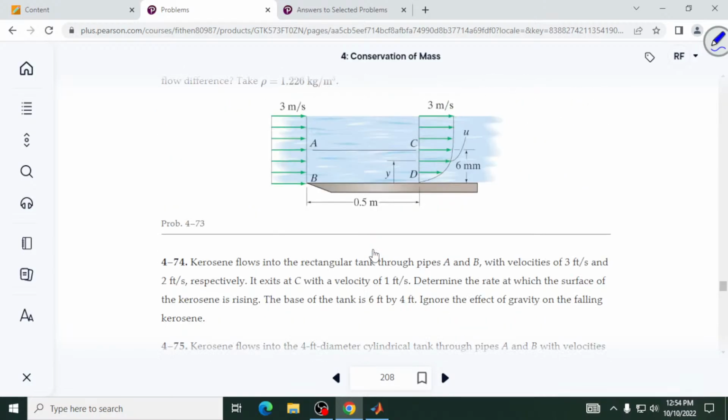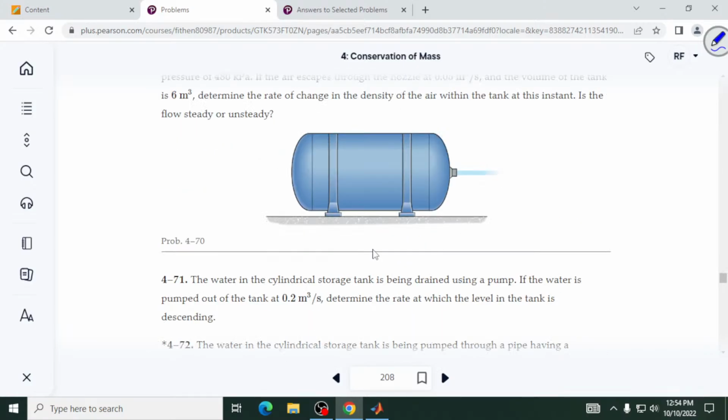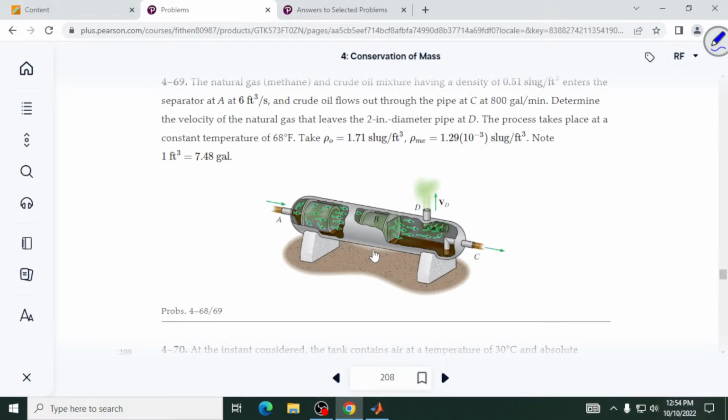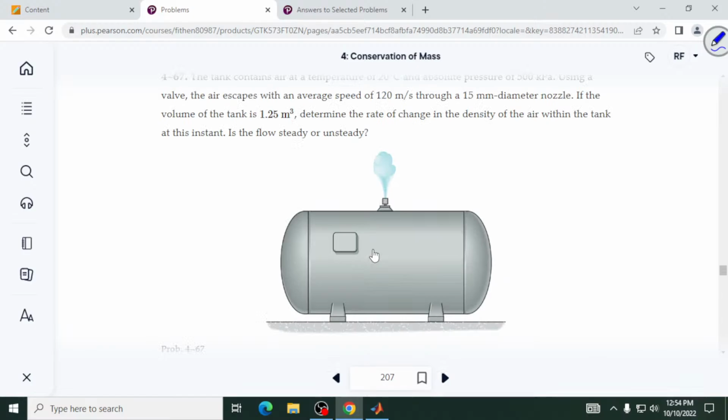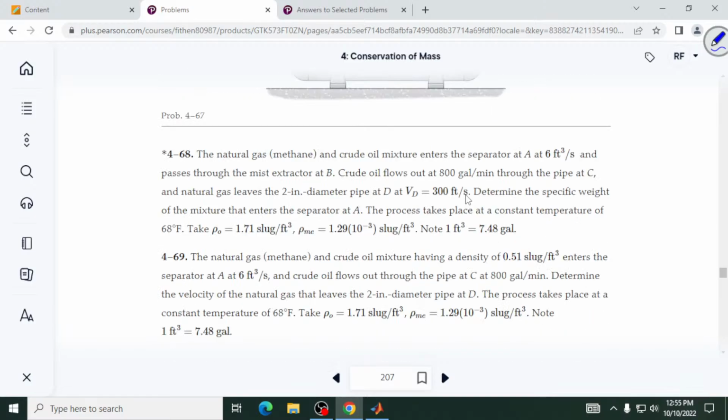Go up just a little bit. A little bit taller. Or farther up the page, just a little bit. A little bit more. Keep going up. Is that like a pop-off valve on like a butane tank or something? Might be. Keep it from blowing up. It's kind of what it looks like to me. The tank contains air. Using a valve, the air escapes with an average of, yeah. If the volume of the tank is that, determine the rate of change of the density of air within the tank at that instant. Is the flow steady or unsteady?